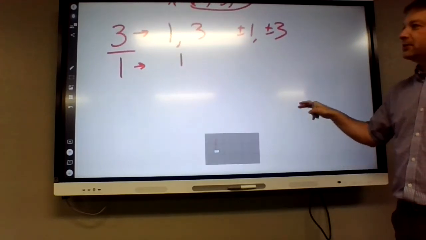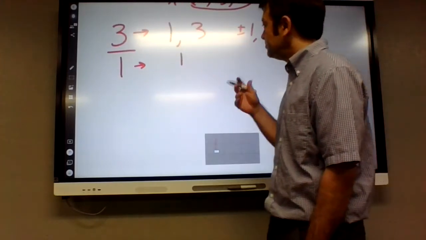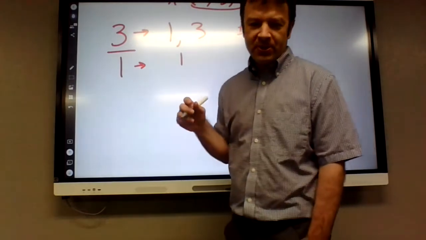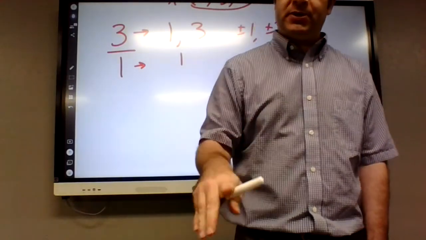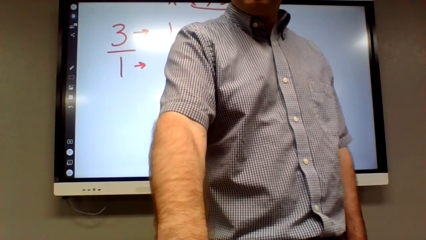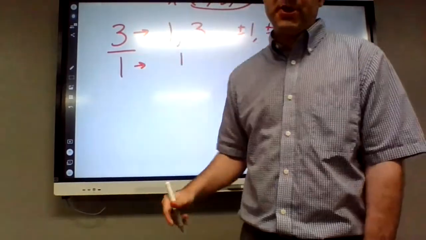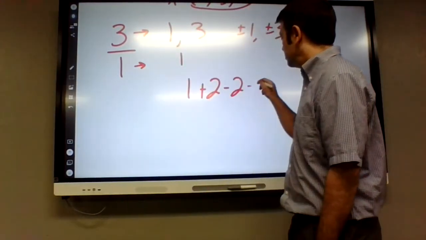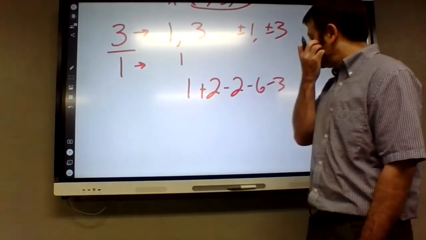Yeah, 20 is kind of hard. Sorry. All right, let's plug in 1 again. I always try 1 first because that's the easiest to plug in. So if I plugged in 1, it'd be 1 plus 2 minus 2 minus 6 minus 3. I don't believe that's it. I don't think that's 0.